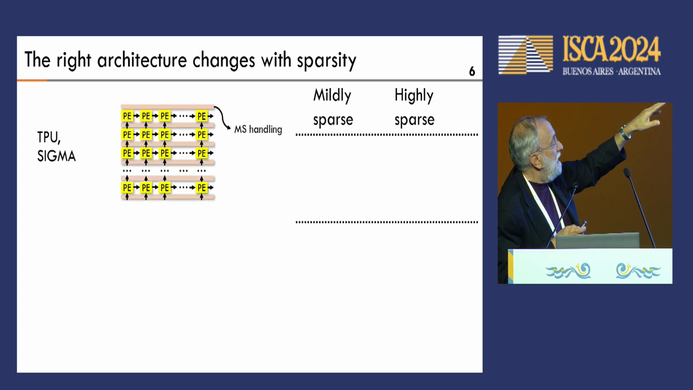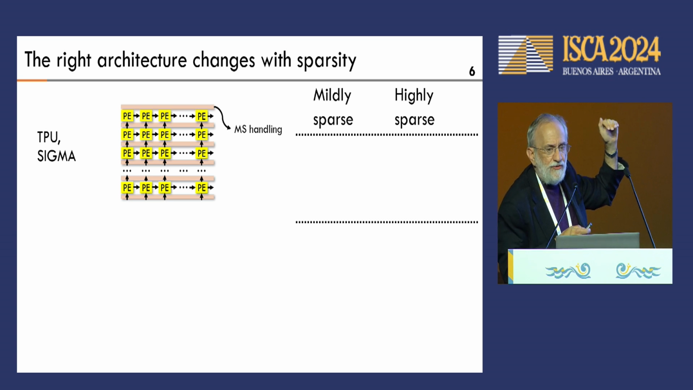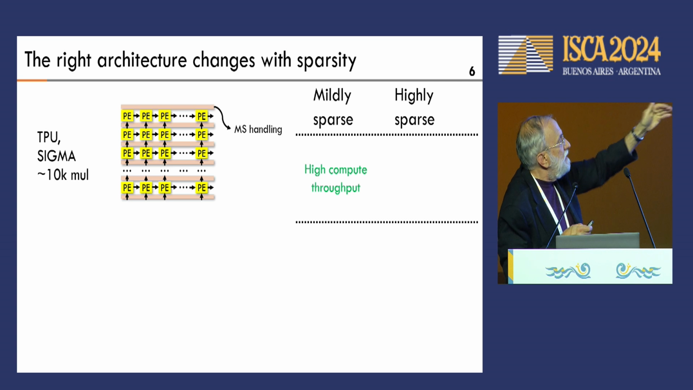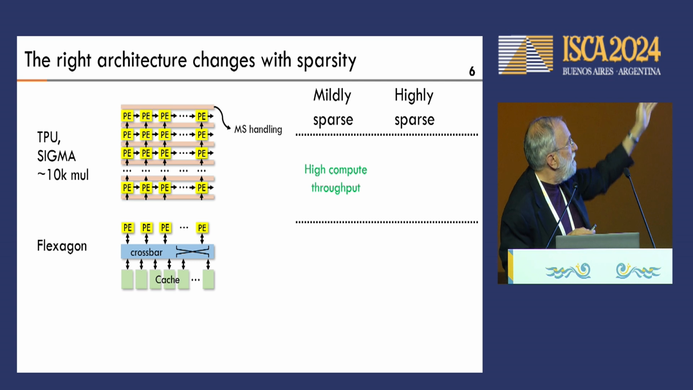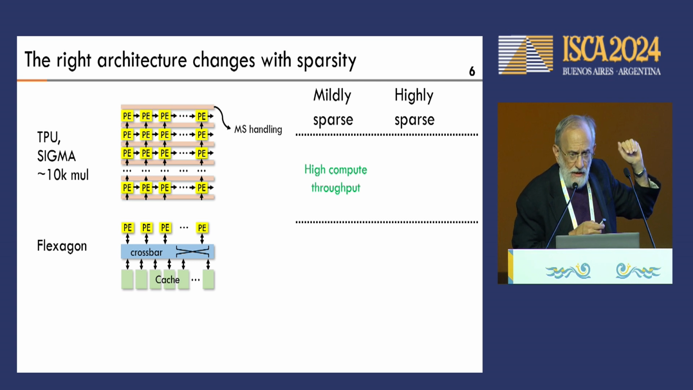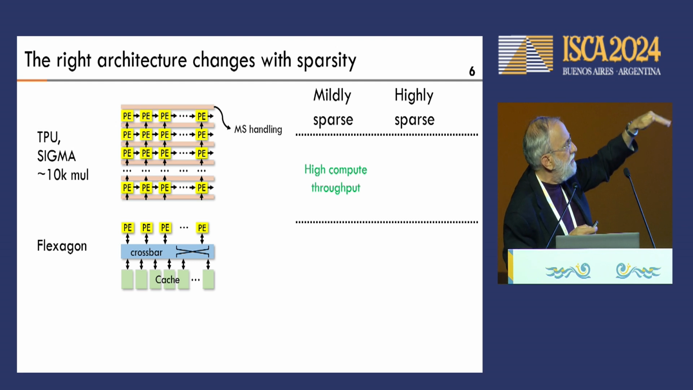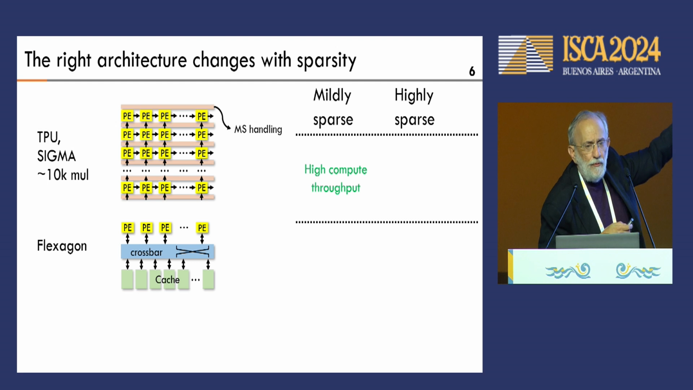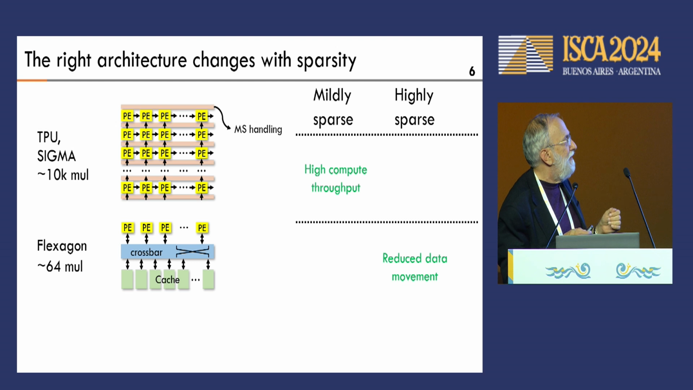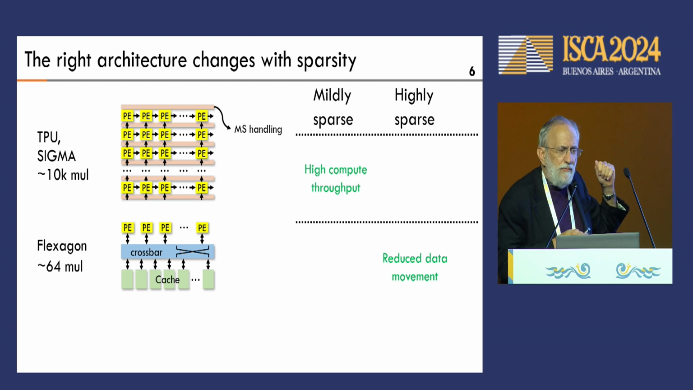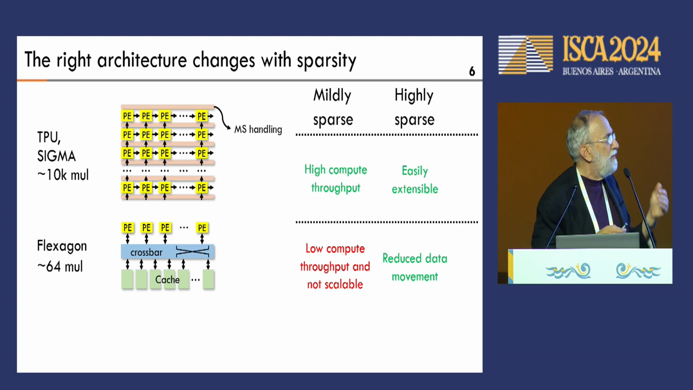2D array. Sigma extended that with some data orchestration networks. Good thing about this array is I can get very high compute throughput. Flexagon, because it needed to be actually more efficient in the data orchestration, uses a crossbar and caches and a relatively small number of PEs. So I have reduced data movement there, but it has a small number of multipliers. So I have low compute throughput, and it's not scalable.